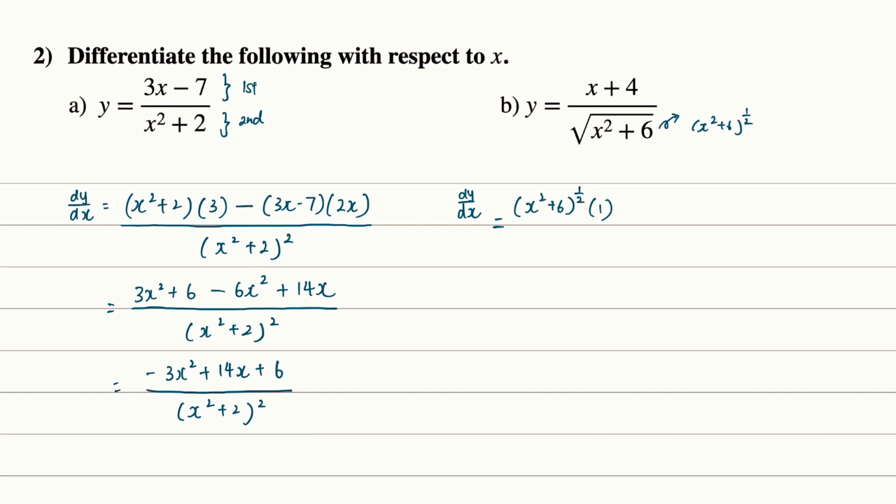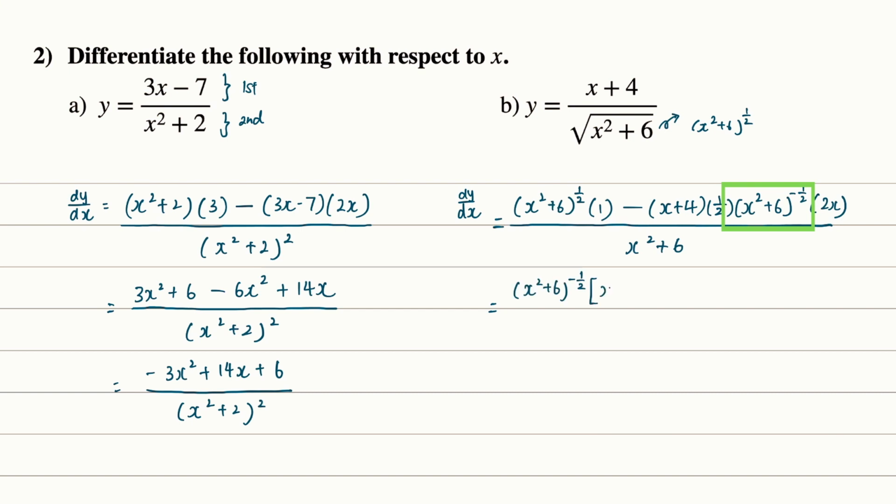which is the numerator, and it gives us 1, minus, keep the first part, x plus 4, differentiate the second part using the chain rule, which is half x squared plus 6 power minus half and 2x over square root of x squared plus 6 squared. And this will give us x squared plus 6. So we will factorize out the smallest common term, which is x squared plus 6 power minus half. And this will be multiplied with x squared plus 6 power 1 minus x plus 4.